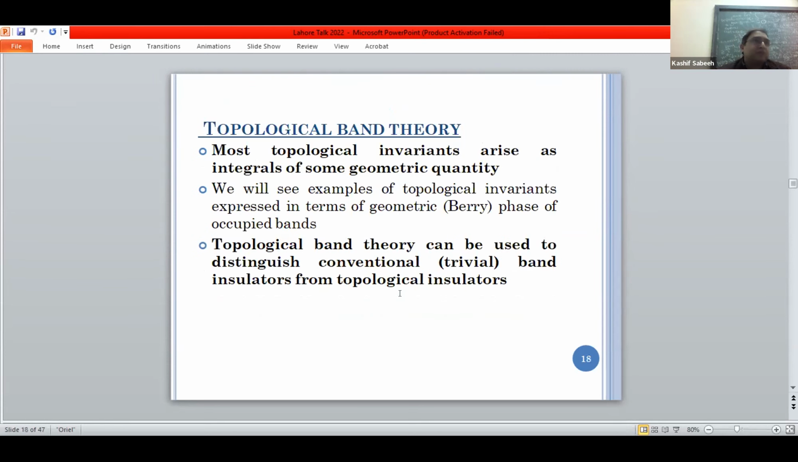So we need an extension of our usual conventional band theory, and what we require is what is known as topological band theory. What we'll find is that when we construct these topological invariants that are helpful in characterizing topological phases of matter, they require local quantities, which is the Berry phase of all bands. So the Berry phase plays a very important role in this whole characterization. Topological invariants will be expressed in terms of these for the occupied bands.